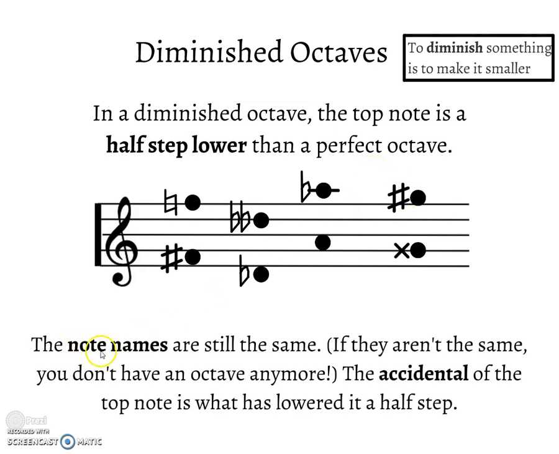Remember that the note names of your bottom note and your top note have to still be the same. If they aren't the same, you don't have an octave anymore. You probably have a seventh. So the accidental of the top note is what has lowered it a half step to make a diminished octave.